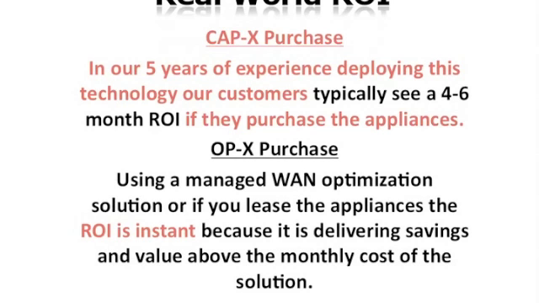And the other piece of popularity that's coming with managed solutions is if you go with an OpEx purchase where you're basically paying monthly for it, either via a lease of the appliances or via a service provider that's giving you WAN optimization in their network. The ROI is instant. Here's why: because essentially you're getting back value that is greater than the monthly cost of the solution. So there's a lot of people really looking at that, and as cloud computing and other types of pay-as-you-go services become more popular in the enterprise, you're seeing the popularity of managed WAN optimization grow tremendously.